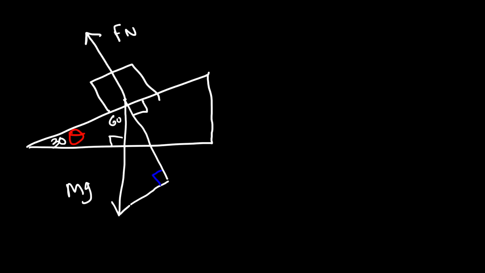And this line is perpendicular to that line, which means this is 90 as well. So therefore this part has to be 30, which means theta is right there in that triangle. So let's focus on that triangle.